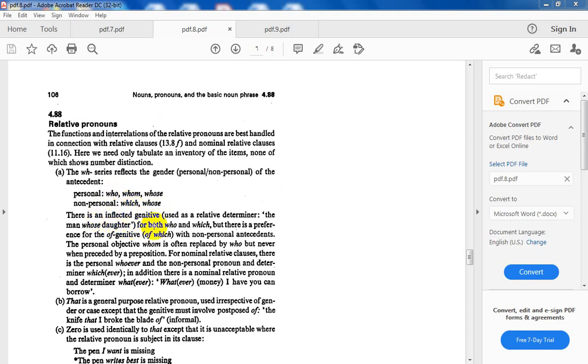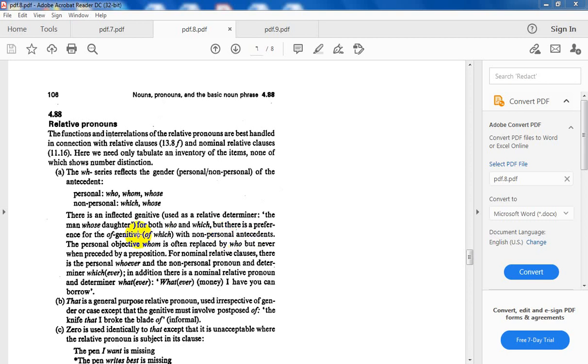There is an inflected genitive when it is a relative determiner: the man whose. Meaning, whose is the relative or the genitive case of who. And of course whom is the objective case, and who is the subjective case. For both who and which, they are referred to the genitive with a personal antecedent.